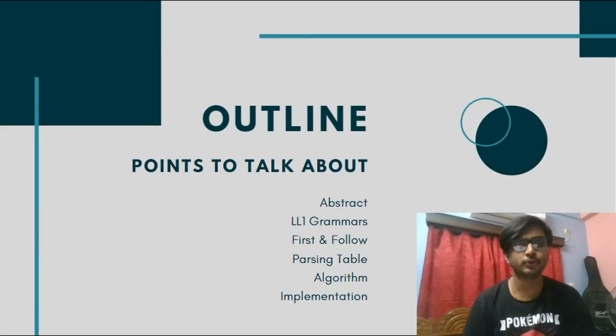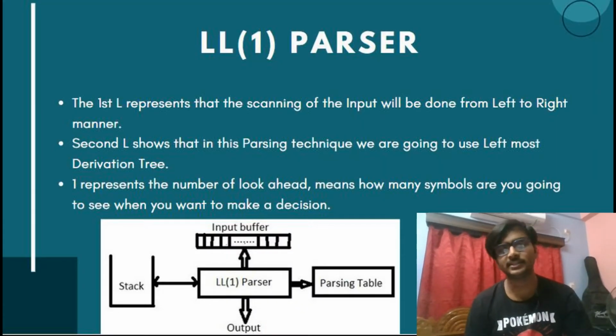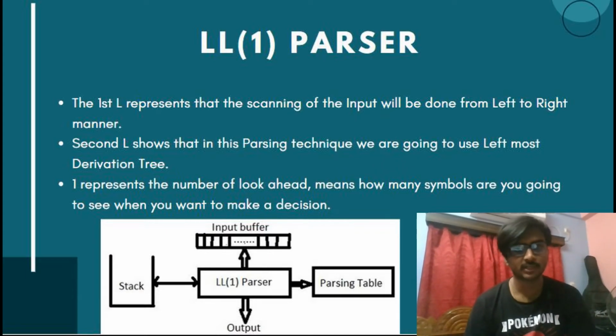So the basic points we are going to discuss throughout the presentation are abstract, LL1 grammars, first and follow, parsing table, output, algorithm and implementation. So let's start with: what is an LL1 parser? The first L represents that the scanning of the input will be done from left to right. The second L shows that in this parsing technique, we are going to use the leftmost derivation tree. The 1 in LL1 parser represents the number of lookahead, meaning how many symbols you are going to see when you want to make a decision.